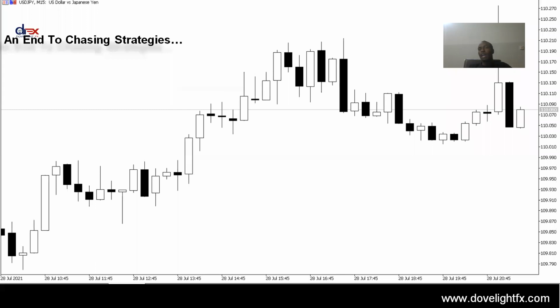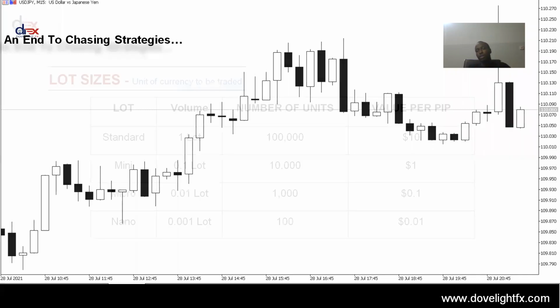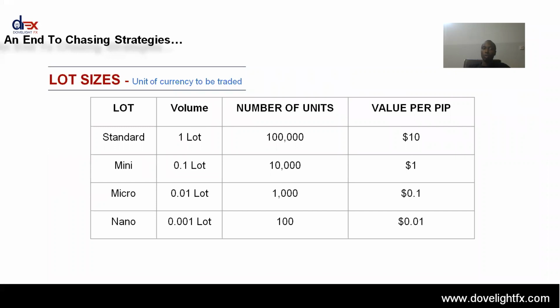The volume simply means how many units of this USD JPY do I want to purchase. In terms of lot sizes, once again, it's the unit of currency to be traded. We have the standard lot size, the mini lot size, the micro lot size, and the nano lot size. A standard lot size is one lot, which is equal to 100,000 units of that currency.